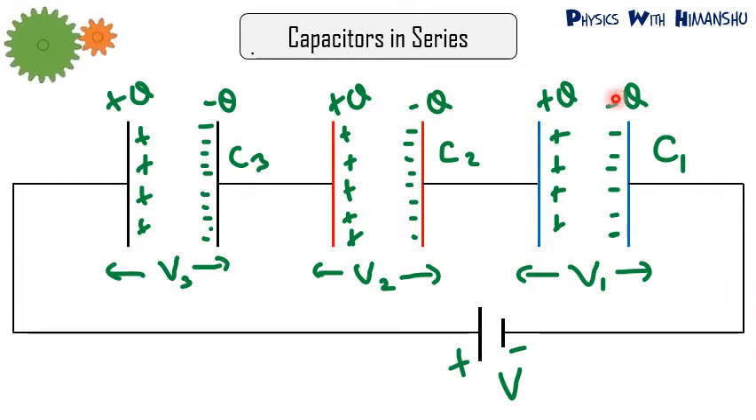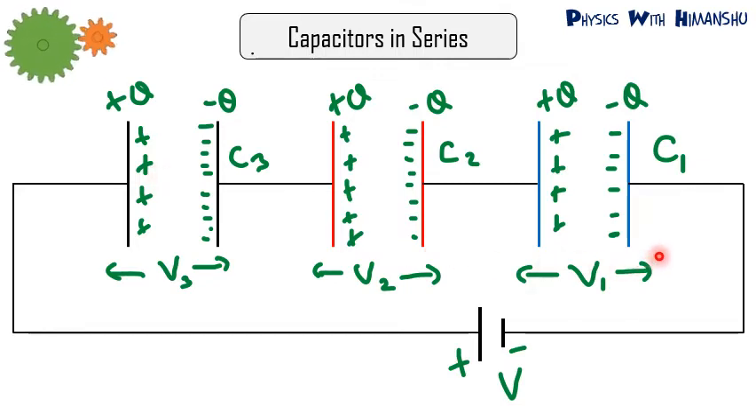So minus Q will come to this plate, and this minus Q will attract plus Q on this plate and repel minus Q from this plate, because negative will repel negative. So this minus Q will come on this plate. This minus Q will attract positive Q on this plate and repel minus Q. So minus Q will come on this plate and positive Q will be on this plate. So when capacitors are in series, they will store same amount of charge, but potential across them will be different.